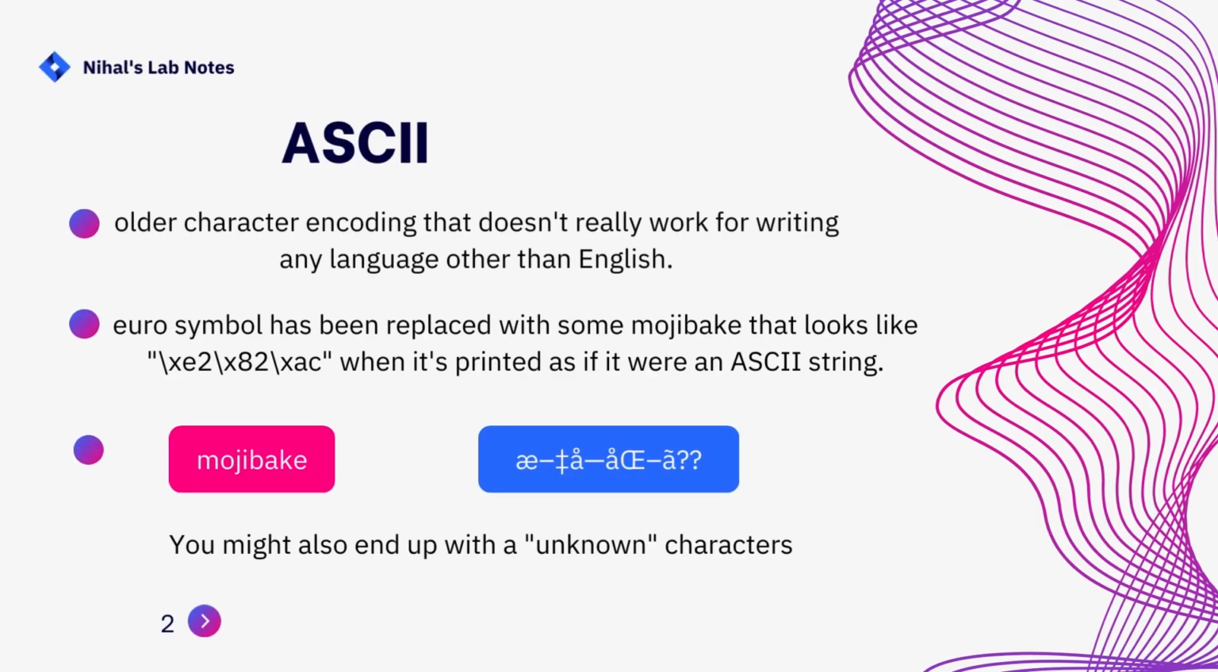Back to ASCII. ASCII is an older character encoding that doesn't really work for writing any language other than English. Your euro symbol has been replaced with some mojibake that looks like this when it's printed as if it were an ASCII string. So we have another example of mojibake with blue. You may also end up with unknown characters.